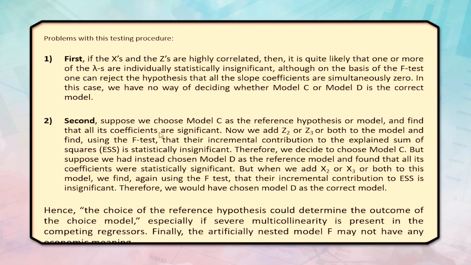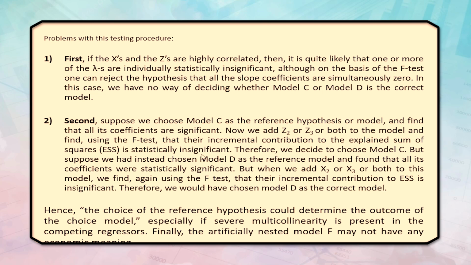Second, suppose we choose model C as the reference model and find that all its coefficients are significant. Now, we incorporate Z2 and Z3, the elements of model D, we incorporate both into the model, and using the F test we find that their incremental contribution to the explained sum of squares is statistically insignificant.